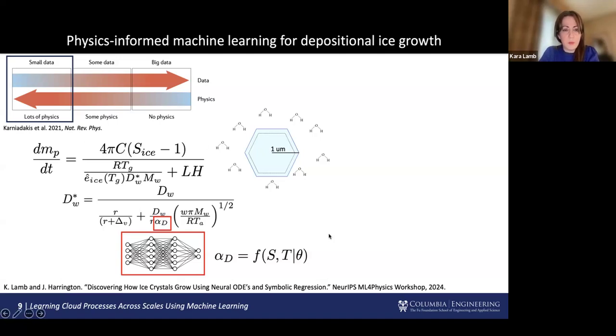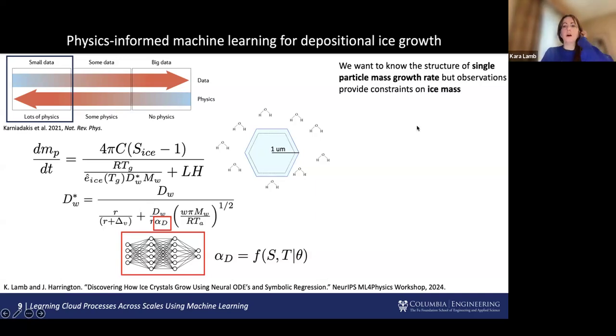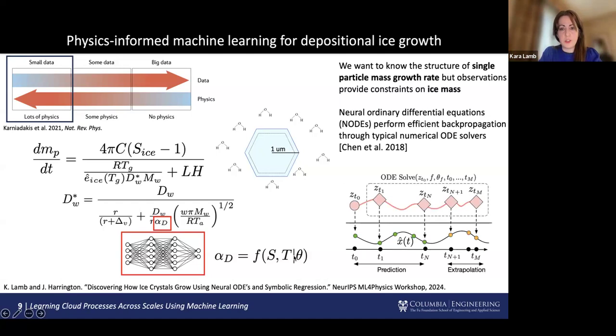And we also want to know the observations that we have are related to the mass of the ice crystal, but we're trying to put constraints on this parameter, which is in the mass growth rate equation. So I also need to be able to integrate over this equation. And so I can borrow this idea from this Chen et al. 2018 study of these neural ordinary differential equations.